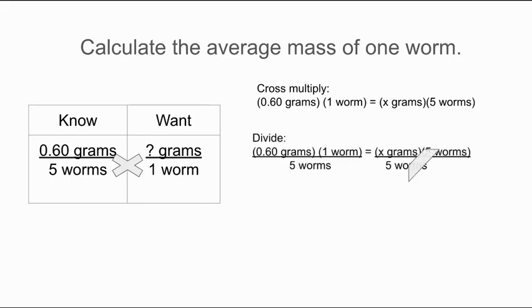So the worms cancel out, leaving us with just X. And then on the left side, the worms cancel out, but you're left with 0.6 divided by 5 equals X. So 0.6 grams divided by the 5 worms gives us 0.12 grams. If you were saying to yourself, I was just going to do 0.60 divided by 5 in the first place, great. I'm just showing you that it's a proportion, and this might come in handy later.